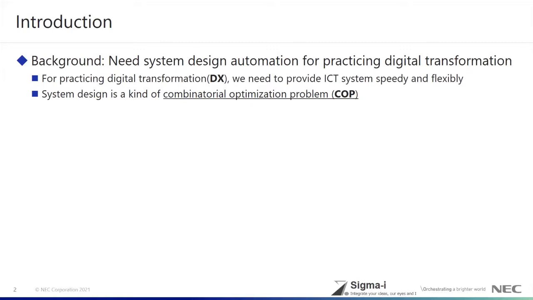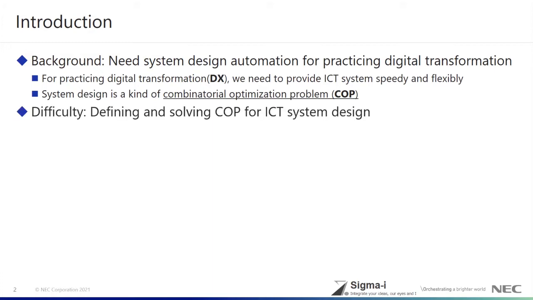At the beginning, there is a need for system design automation for practicing digital transformation, since we need to provide the ICT system speedily and flexibly for every business situation. System design is a kind of combinatorial optimization problem because the system is composed of a number of components while satisfying various requirements such as dependency, performance, cost, and so on. The difficulty is both defining and solving the combinatorial optimization problem.